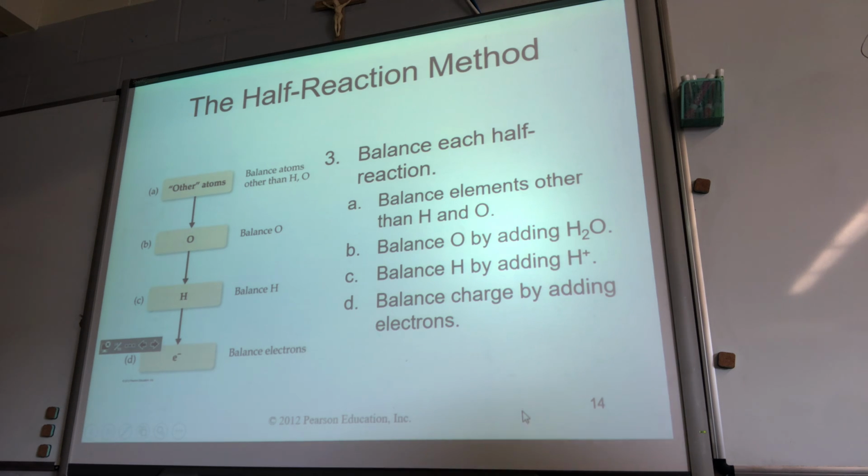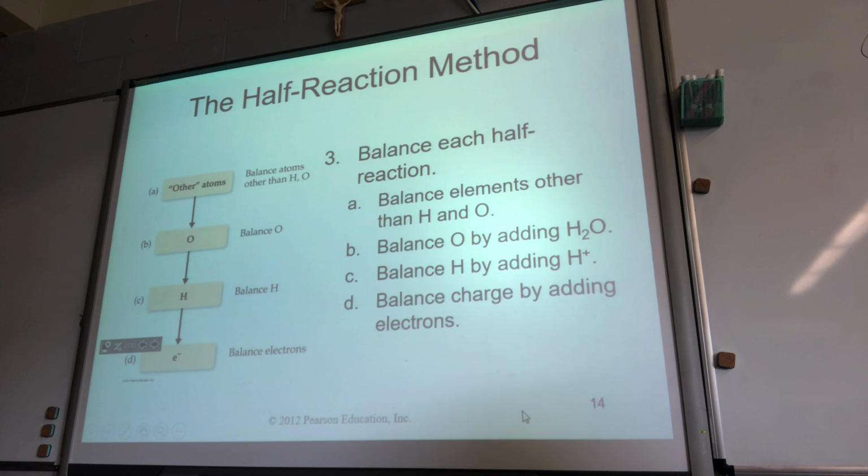Next thing is to actually balance O by adding water. So if oxygen is present on one side of your reaction but not on the other, add the number of waters you need to balance just the oxygens. Next up is going to be to balance those hydrogens you just added because of water by adding H plus to whichever side needs the H's. As many as you need. Don't worry about charges at this point.